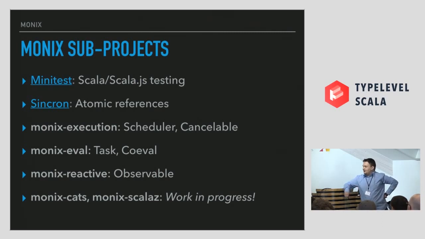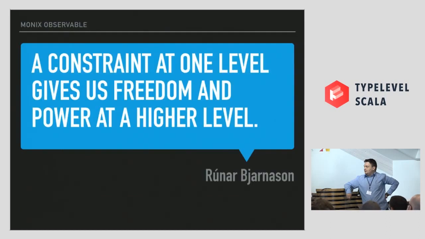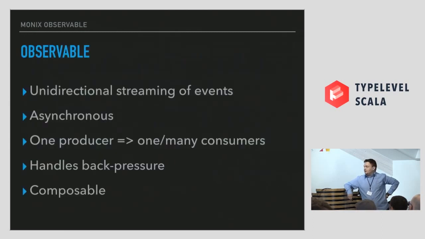I'm not going to describe that. Monix execution deals with scheduler and cancelable, Monix eval deals with task, what I described yesterday, and Monix reactive deals with observable. Runar is my Scala hero. He said in one of his presentations that a constraint at one level gives us freedom and power at a higher level. Actors are simply too flexible.